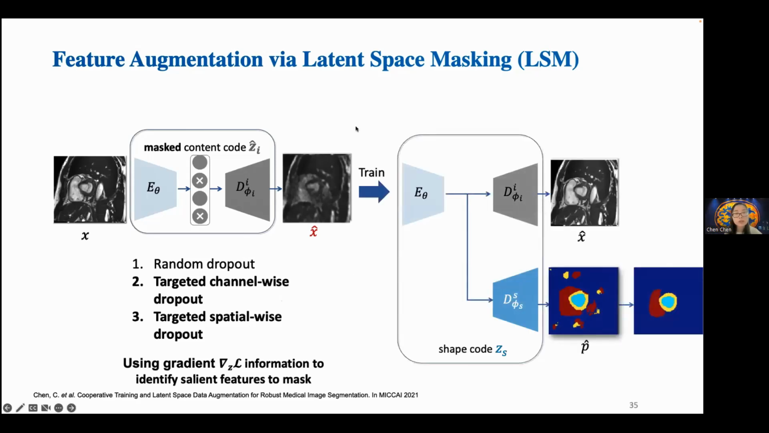Overall, we generate these corrupted images by randomly choosing one of the schemes each time, so that we can get a set of corrupted images for the training. And then we feed them back into the training of this dual branch framework in order to enhance the training. Okay, so now let's look at one of these targeted masking schemes.